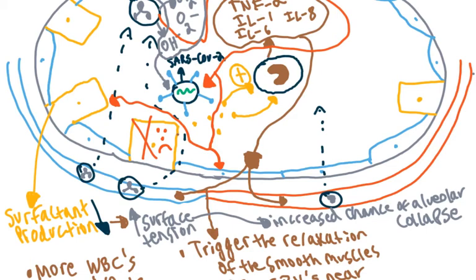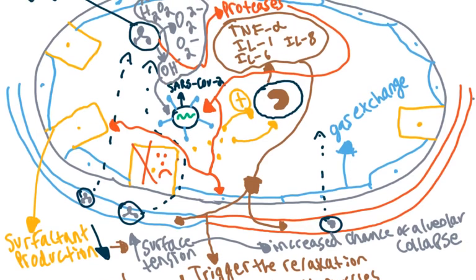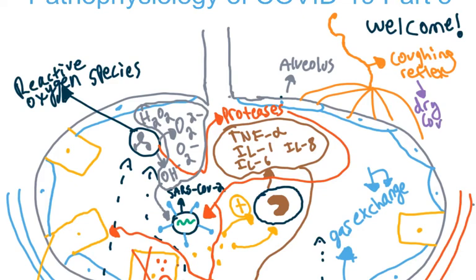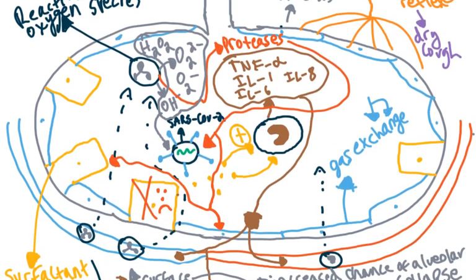And remember, our proteases are also destroying the type 1 pneumocytes, and we said that the type 1 pneumocytes are responsible for one of the main things, gas exchange. So if we're destroying our type 1 pneumocytes, we're going to have a decreased ability of gas exchange. So CO2 and oxygen are going to have more trouble trying to cross our alveolar membrane. So that's that.